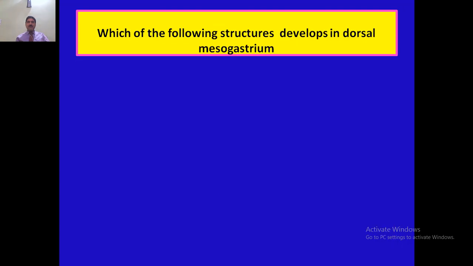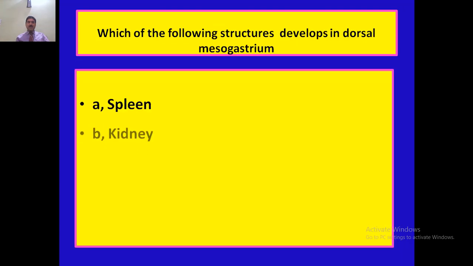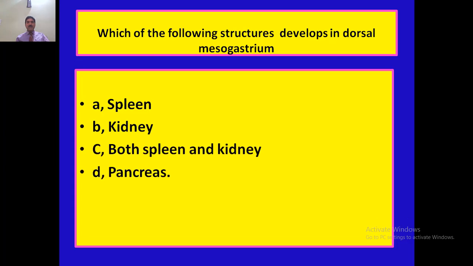Which of the following structures develops in dorsal mesogastrium? Spleen, kidney, both, pancreas. The correct option is spleen.